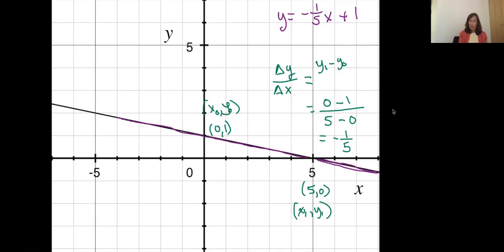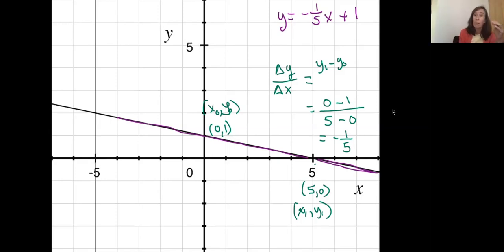And yes, if I made 5, 0 the starting point and 0, 1 the ending point, I'd still get -1/5. If I picked any 2 points on this line to calculate the slope, I would get the same answer. That fact that the slope of a line, how much x affects y, and whether it's a positive or negative effect, is the same no matter where you are in the x's, that is both kind of the best thing and the worst thing about linear functions. It's really nice and simple.